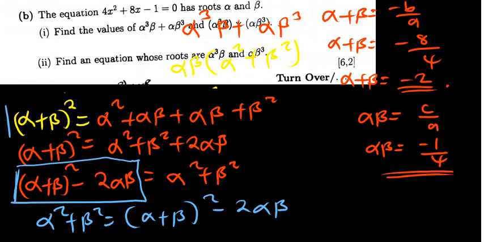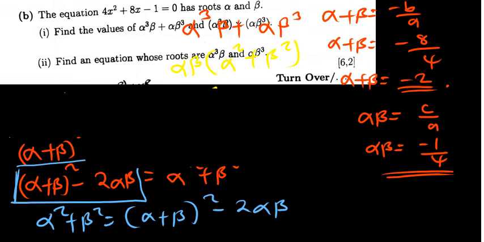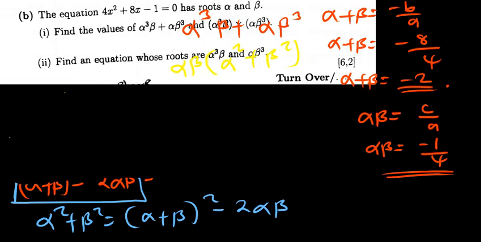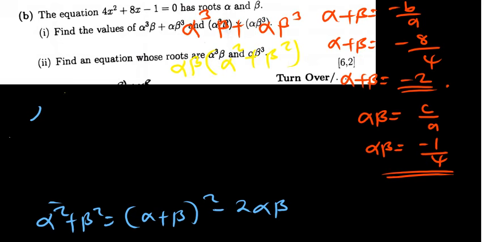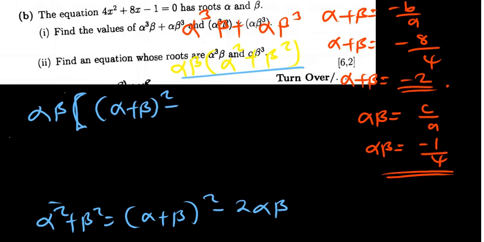Okay? So you know what to do. So what I'm going to do now is, I know that I want to find alpha times beta, which is this one. Open brackets. Where there's alpha squared plus beta squared, I can replace this with this squared minus 2 alpha beta.